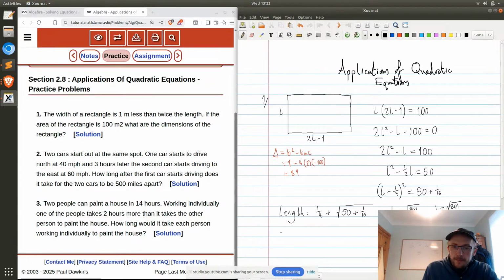That's the length. In what units? Meters. And now we want the width. So double that and subtract 1. But hold on a second. In the real world, you have to give approximations. Don't answer in square roots. And divide that by 4. So about 7.325.